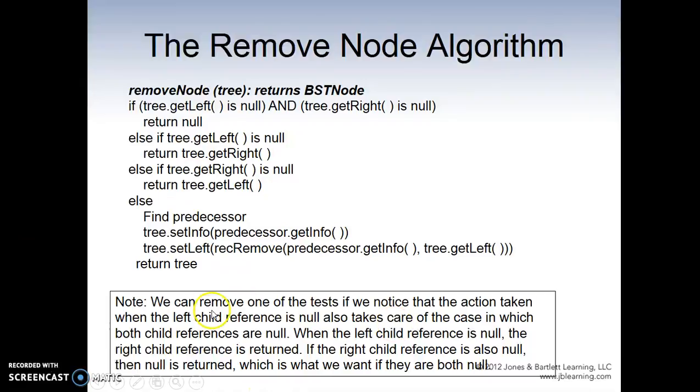We can remove one of the tests if we notice that the action taken when the left child reference is null also takes care of the case in which both child references are null. When the left child reference is null, the right child reference is returned. If the right child reference is also null, then null is returned, which is what we want if they are both null.